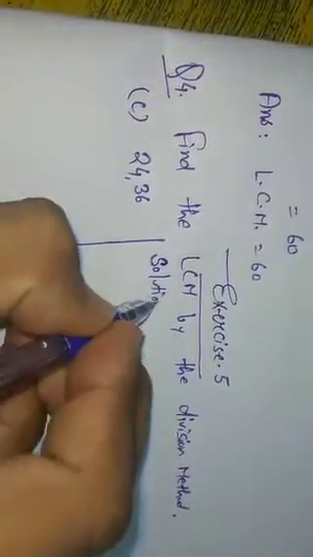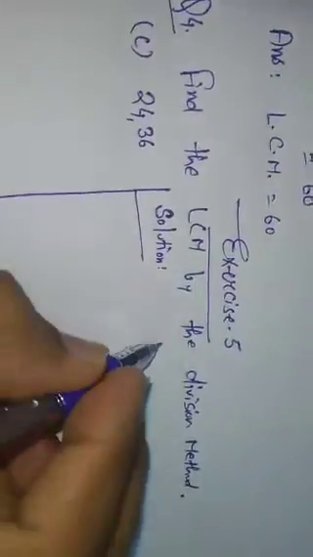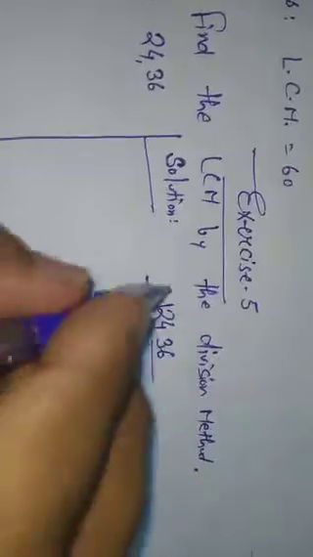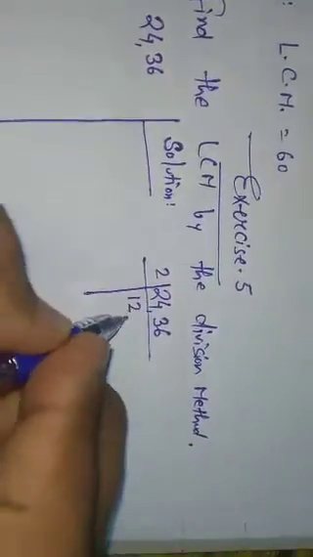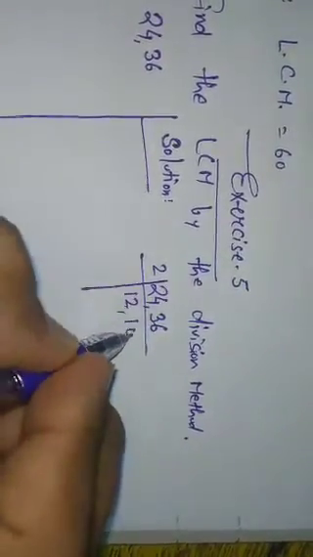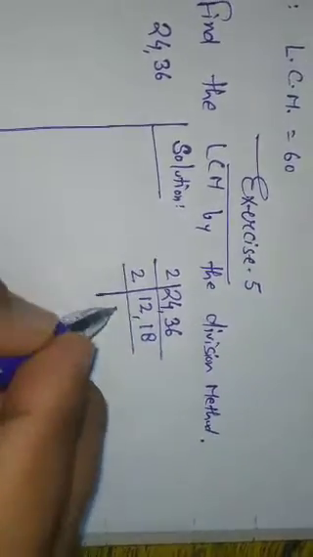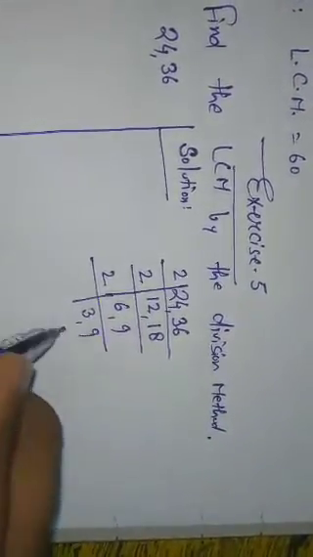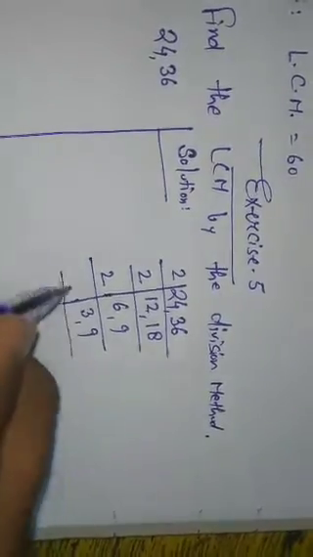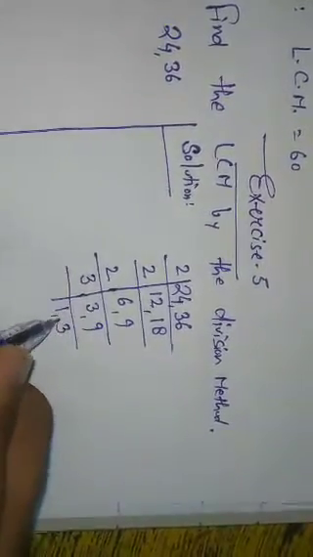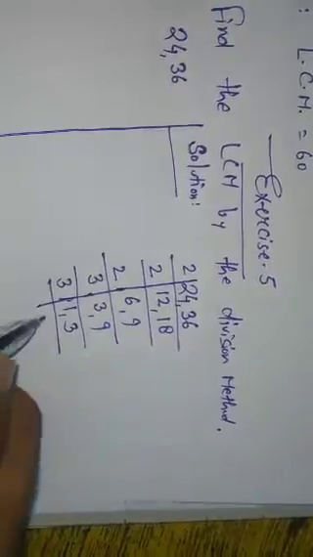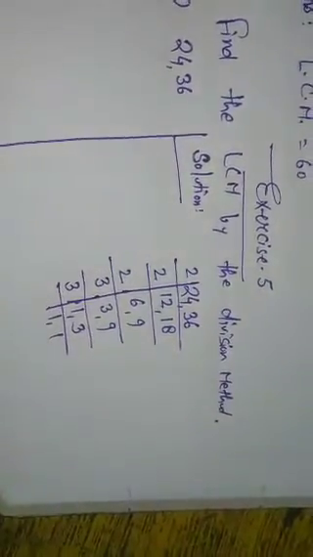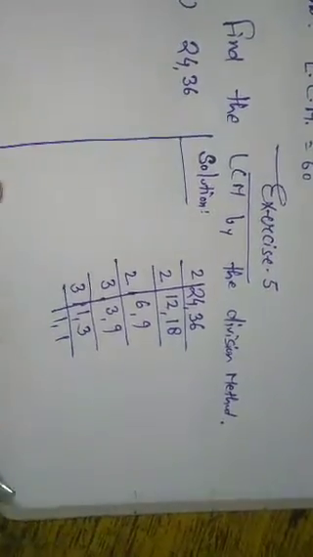Solution: 24 and 36. How can you solve it? 2 ones are 2, 2 twos are 4. Okay, 2 ones are 2, 2 eights are 16. Then after that 2 sixes are 12, 2 nines, then 2 threes are 6, and 9 will not be divisible, so you will note it down as it is. Then 3 ones are 3, 3 threes are 9, then 3 ones are 3. Okay, remember students, 1 should come at the end; when you reach 1, you will stop.